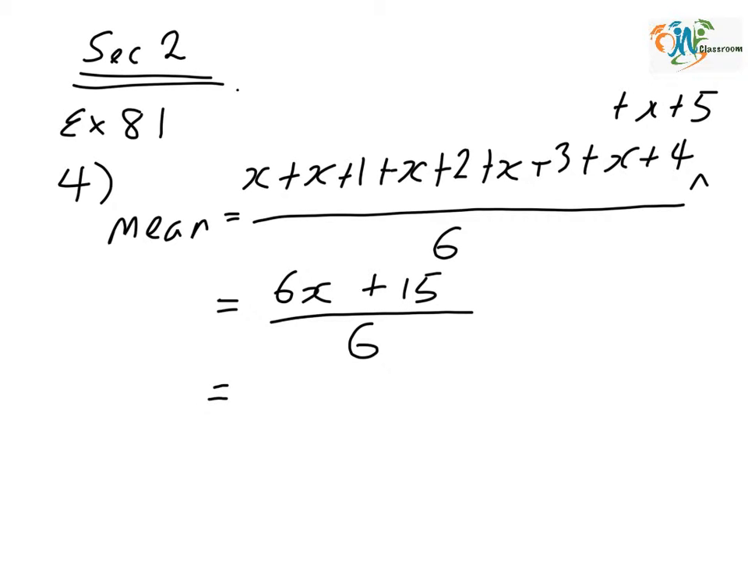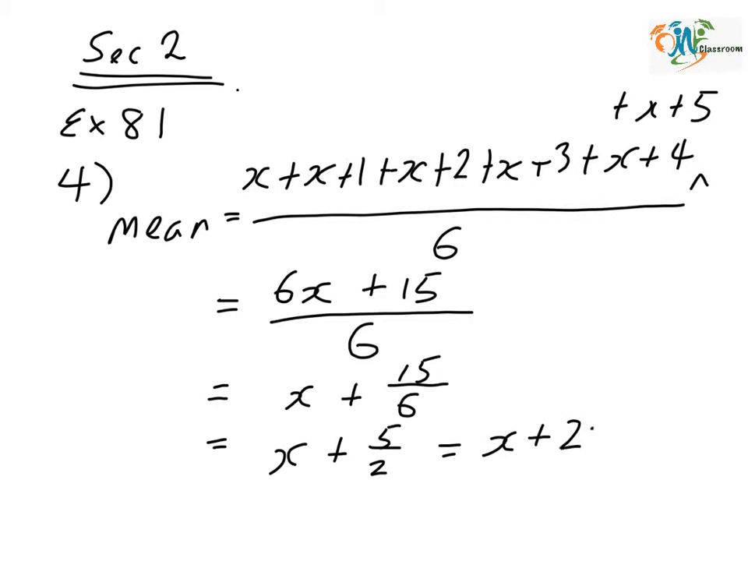So in the end you will have x plus 15 over 6, which is x plus 2.5. Yeah, so you have 5 over 2. Okay, so you can also simplify it as x plus 2.5, either way. Can do? Okay. Can. So on the board.